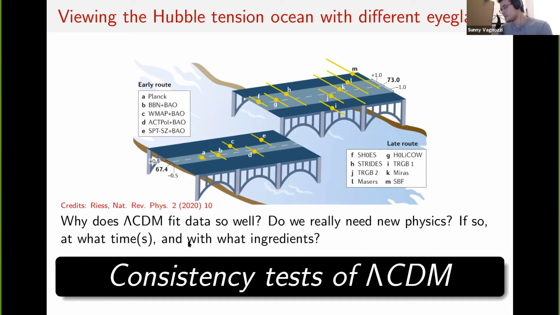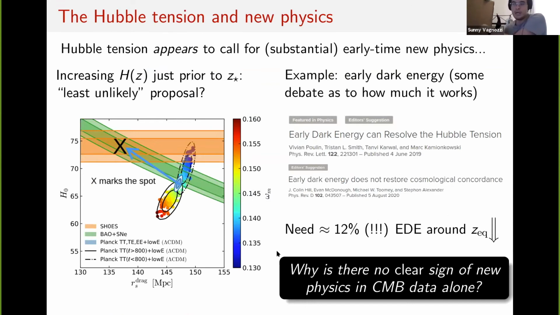And this motivates a consistency test of lambda CDM. Let me provide a justified example for why we should do this at early times. If we take the Hubble tension seriously, it appears to call for a substantial amount of early time new physics. Because if you want to solve the Hubble tension while not ruining the fit to BAO and supernovae data, what you need to do essentially is move the Planck contours, the blue contour over here, to the X spot, okay? And this requires lowering the sound horizon by about 7%.